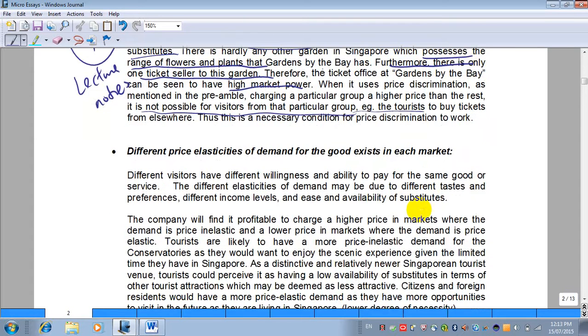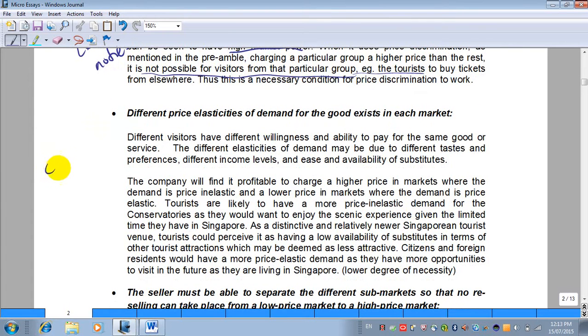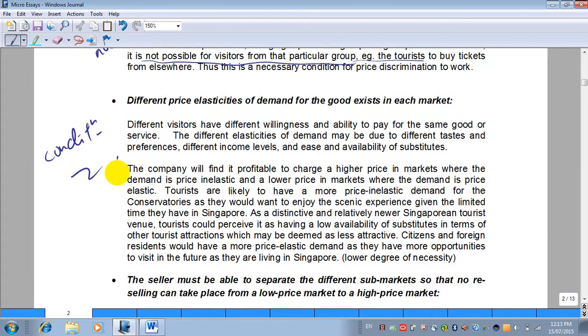And the next condition, condition number 2, is that you must be able to segment your market, and in each market there must be a different price elasticity of demand. Here we say that tourists are likely to have a more price inelastic demand as compared to people like you and me who are living in Singapore long term, either as a citizen or as a PR. Tourists have a price inelastic demand.